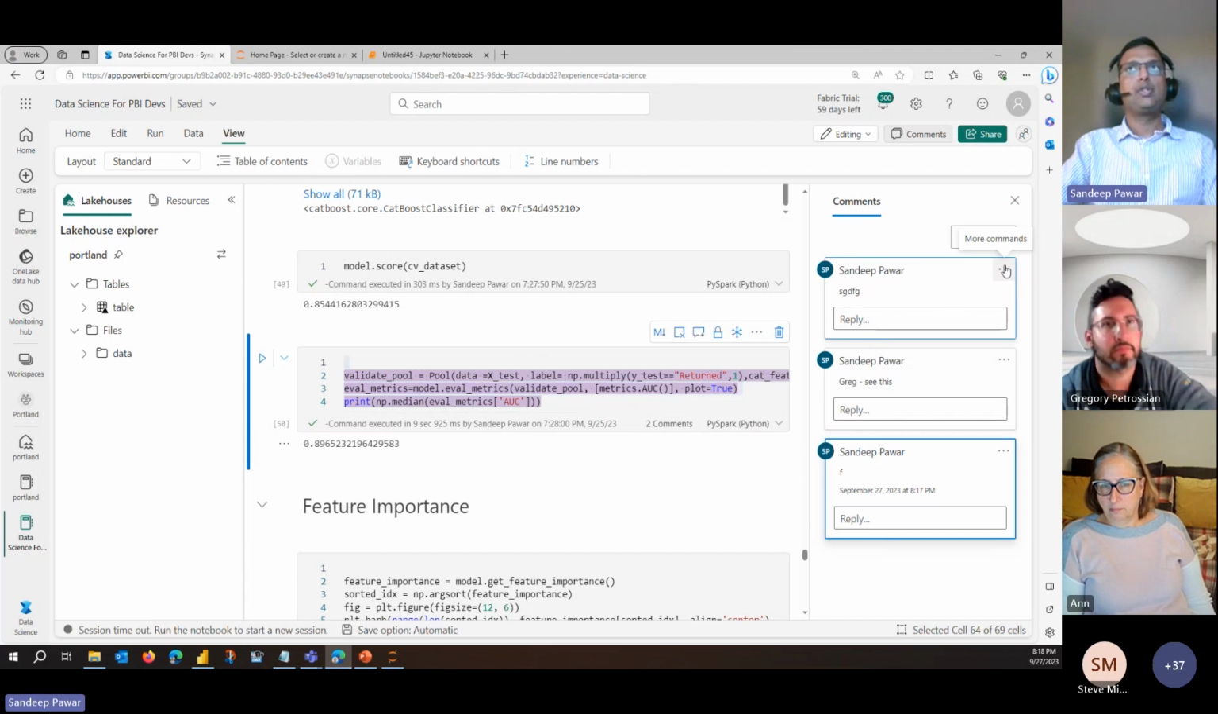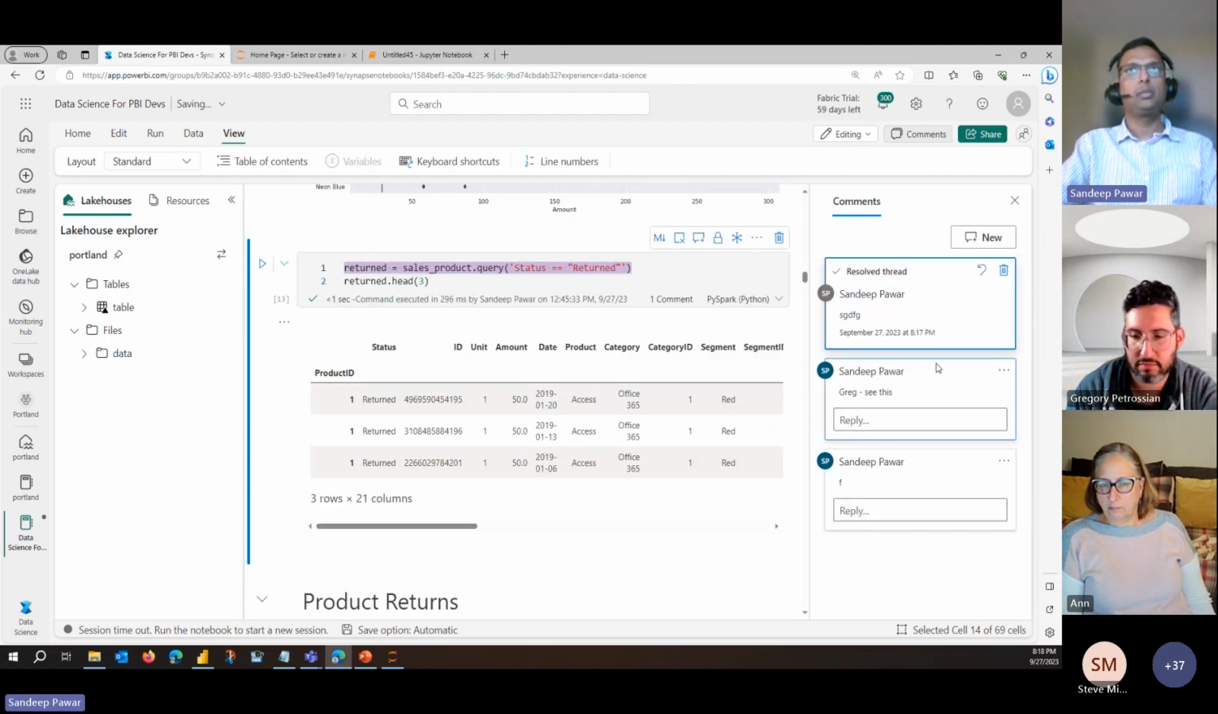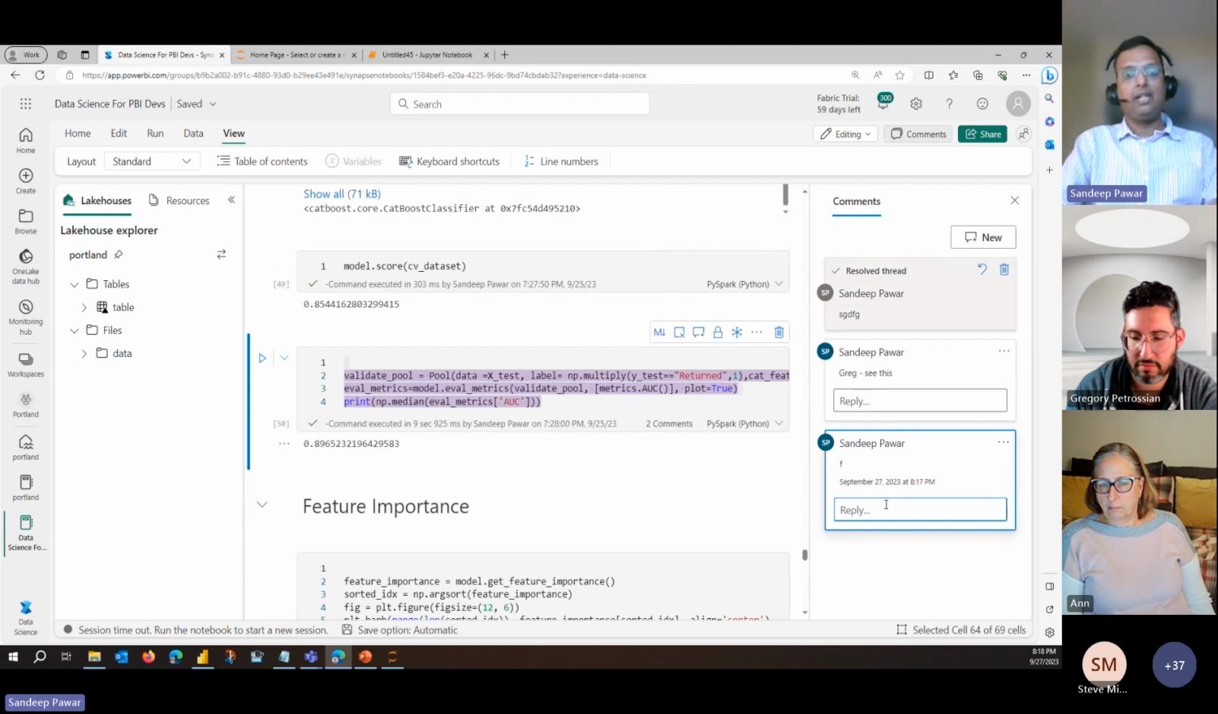And once you've read this, you can go here and say resolve this thread, and it will go away. It will resolve that thread, and you can still see all your comments and everything. They don't yet have tagging somebody, so I cannot tag Greg here, but I know that's coming. That will be available.